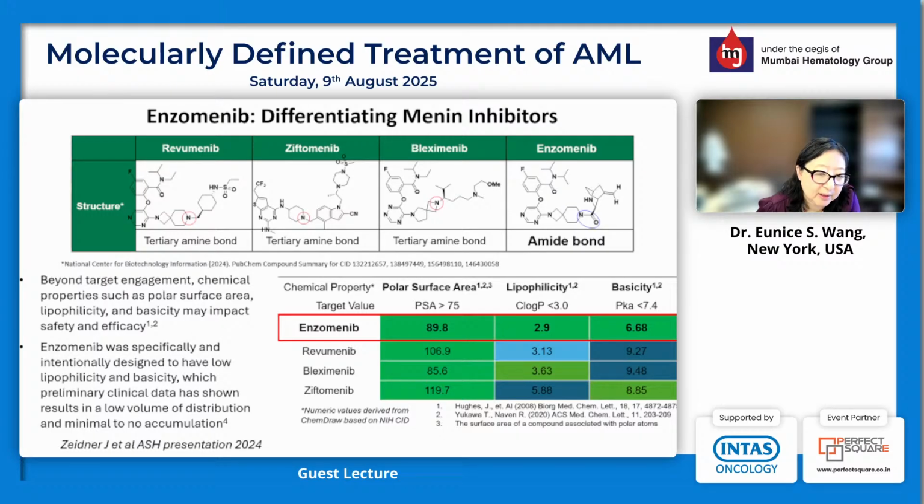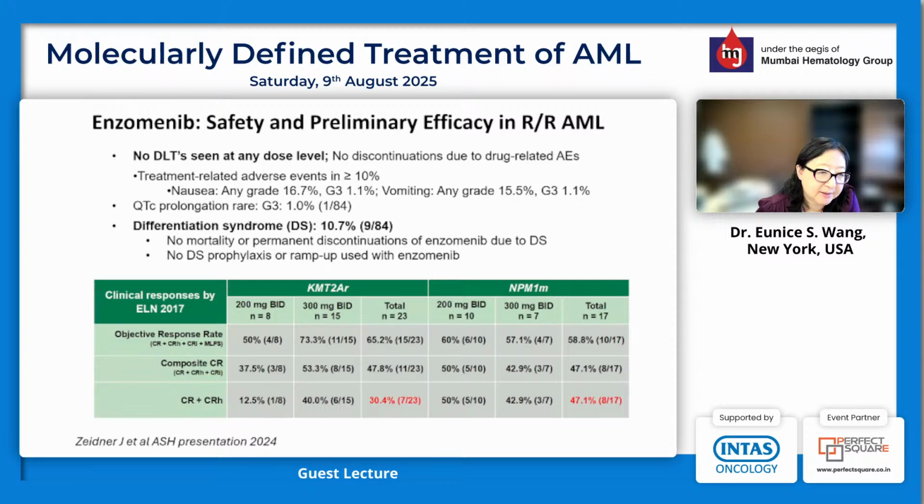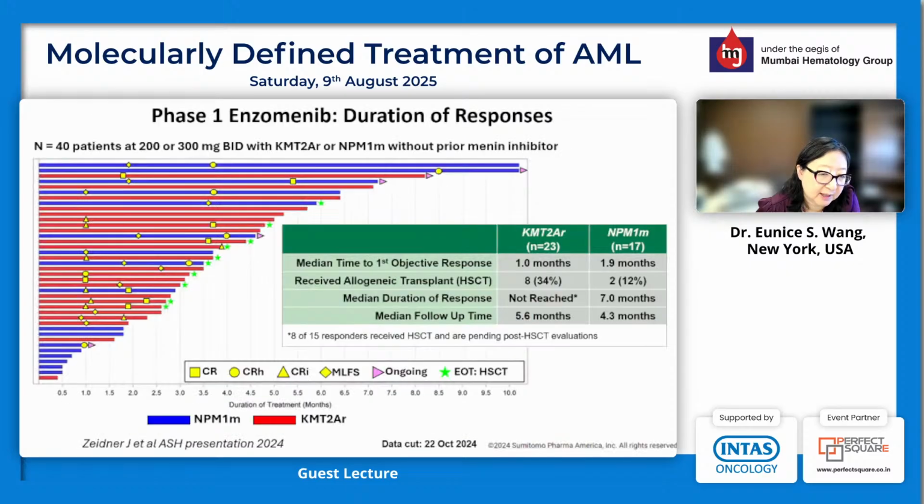And there's a fourth inhibitor, enzomenib, that is being developed by Sumitomo, that is different chemically from the other drugs, and has been safely dose escalated with very low rates of differentiation syndrome, only about 11%. And you can see again, overall response rates that look to be a little bit better, maybe 30 to 40%, in small numbers of patients to date.